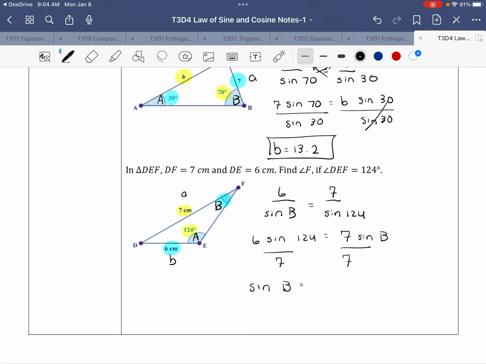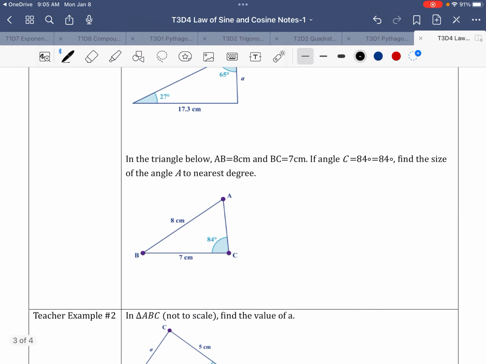give me 1 second, 0.71. And since I need to get B by itself, I'm going to use inverse sine. So then I get B is equal to inverse sine of 0.71, which equals 45.3 degrees. Okay. Try the student examples on your own.